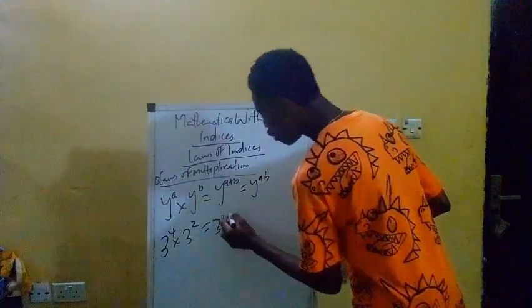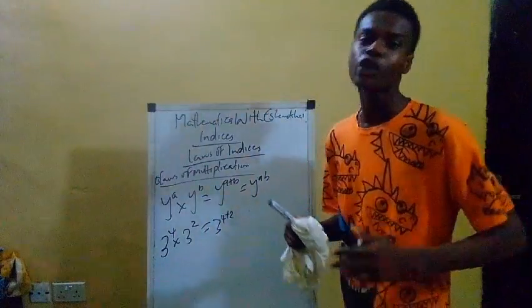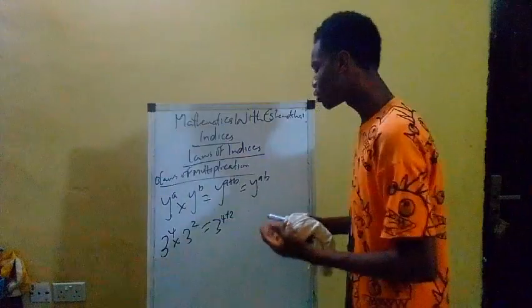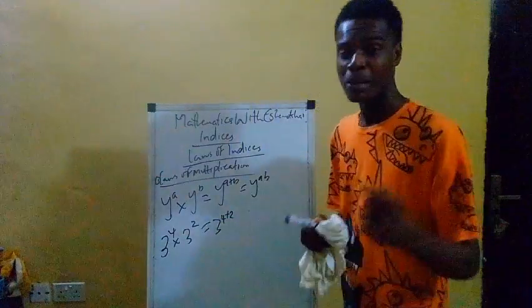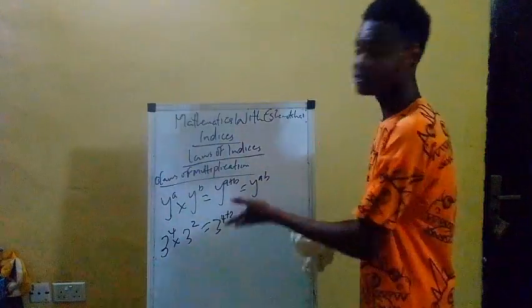The 4 and the 2 will now be addition, 4 plus 2. As a math student and somebody who wants to write JAMB, there must be something you must know. You need to know how to calculate very fast. And this is very simple.